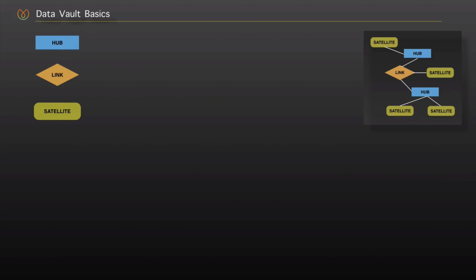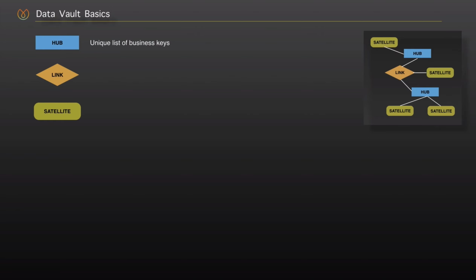Okay, now we are going to talk about basics of Data Vault. Data Vault model consists of three basic entity types: hubs, links, and satellites. To simply define, the hub represents the core business concepts such as customer, vendor, sale, or product. They are the containers for unique business keys.